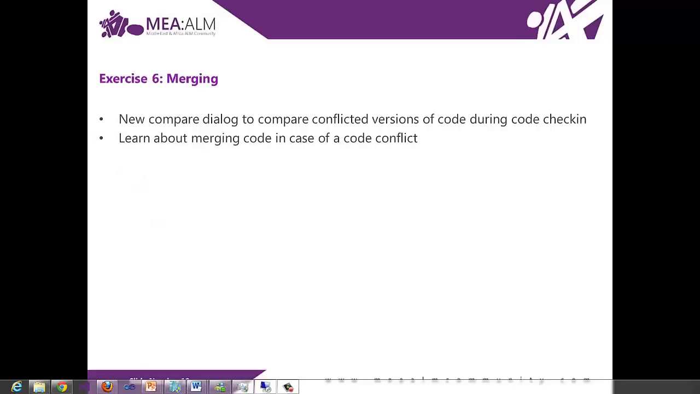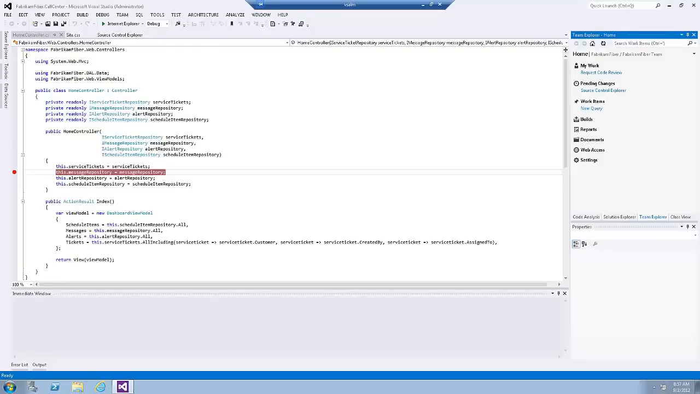Exercise number 6, merging. In this exercise, we will take a look at the new compare dialog to compare conflicted versions of the code during the code check-in. We will also learn about the merging code process in case of a code conflict. Now let's switch to the virtual machine. You should still be logged in as Julia from the previous exercise.